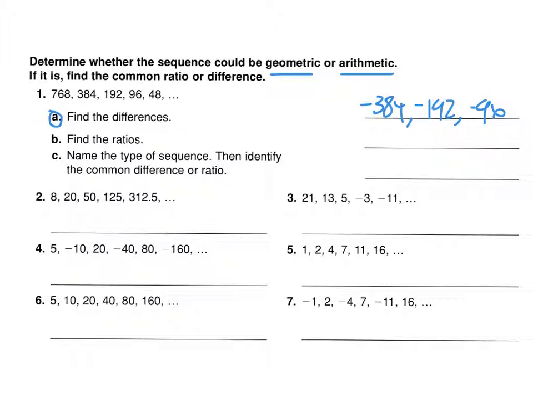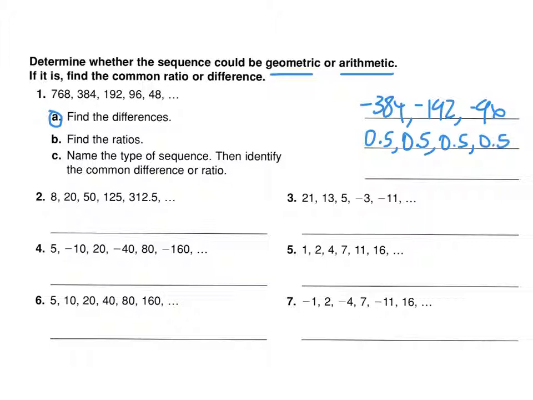Then they say to find the common ratios. And so what we do is we start dividing. 384 divided by 768, 192 divided by 384, and so on. And here are the values that I came up with when I did that division. For 384 over 768, I ended up with 1/2 or 0.5. For 192 divided by 384, 1/2, 0.5, whichever way you want to write it. 96 divided by 192, you guessed it, 0.5. And 48 divided by 96, also 0.5.